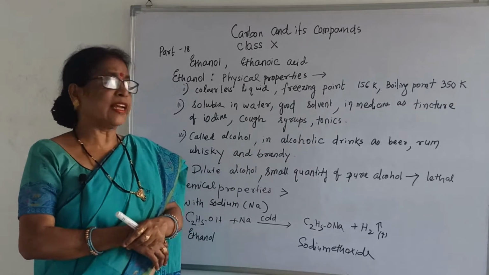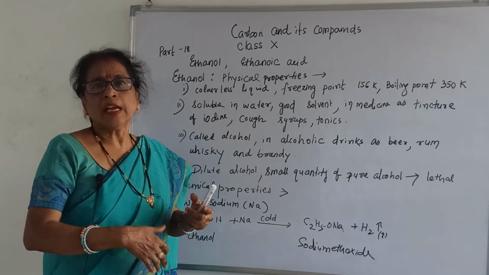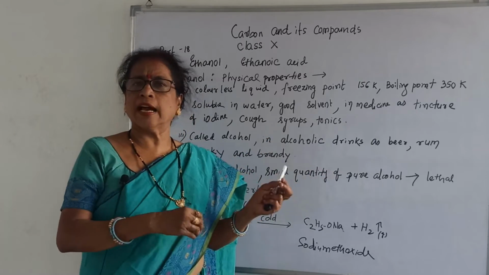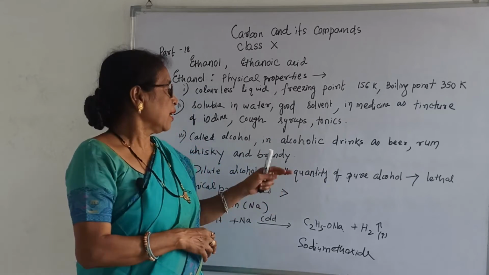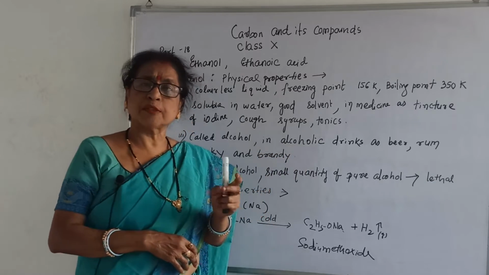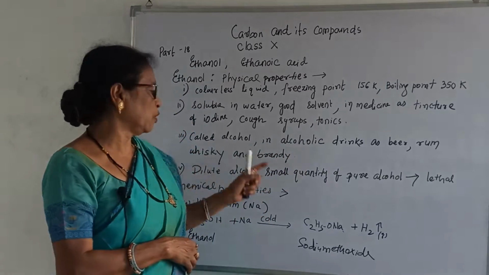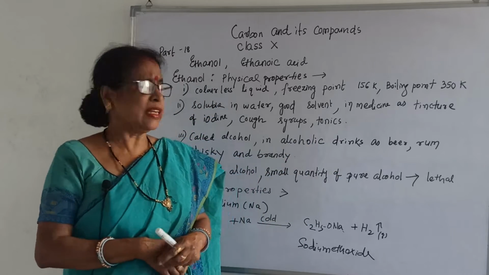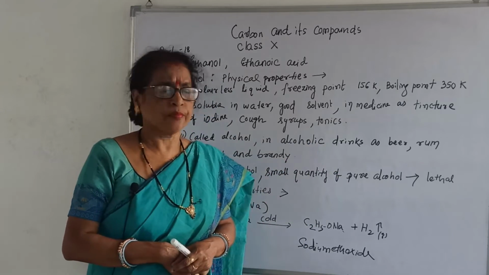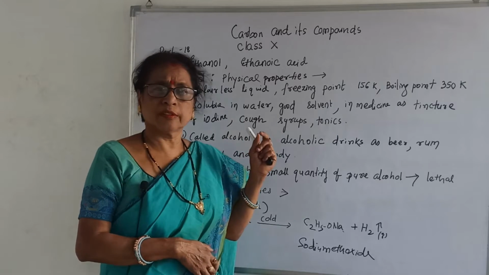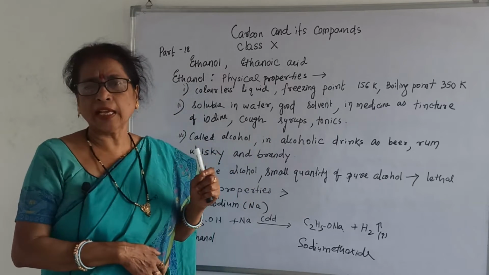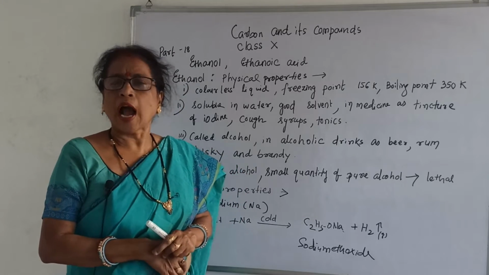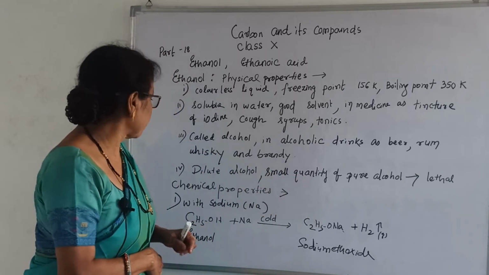In alcoholic drinks also it is used. Generally, drinking alcohol means you can be sure that ethyl alcohol is there. Next, alcoholic drinks such as beer, rum, whiskey, brandy, all the different names are there where ethyl alcohol is used. And what is very dangerous is methyl alcohol. Methyl alcohol must never be used for drinking purposes. I will tell you later in uses.